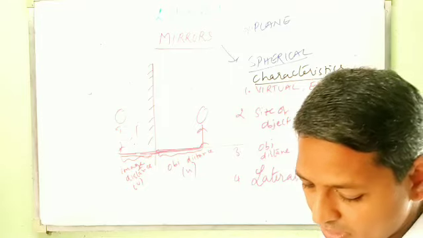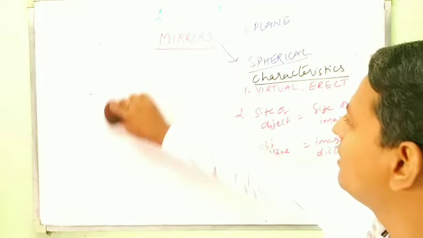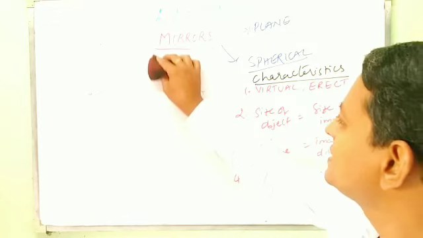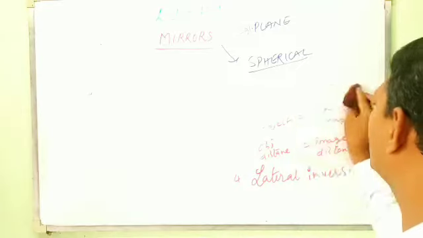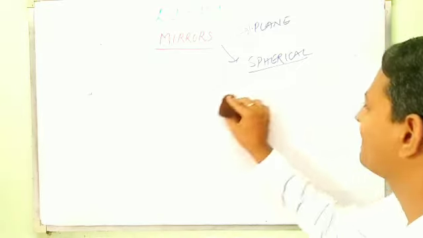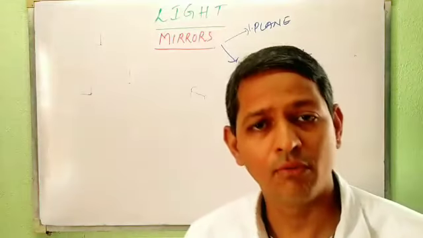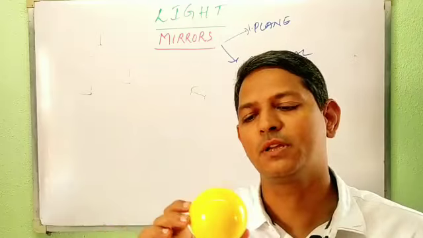Now let us try to understand about the second part, that is, we have plane mirrors as well as spherical mirrors. So what are spherical mirrors and what are the parts of the spherical mirrors? Let us try to understand here. Now sphere, we all know what is a sphere. So a ball kind of thing is called as a sphere.